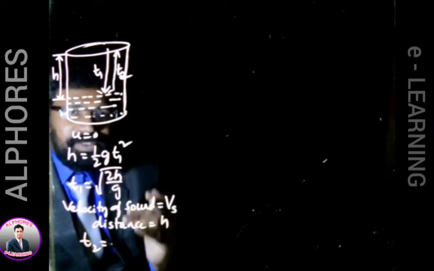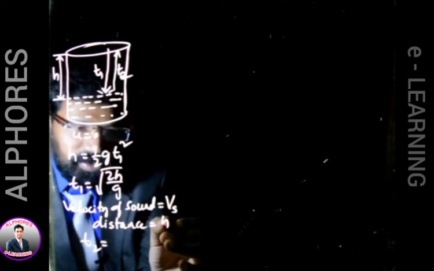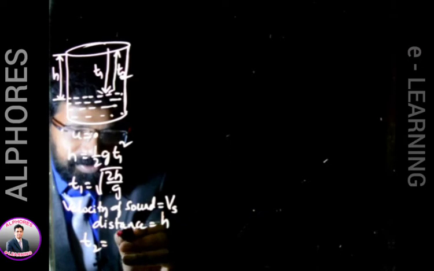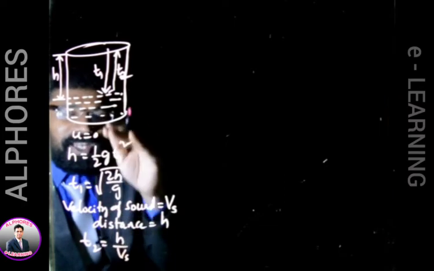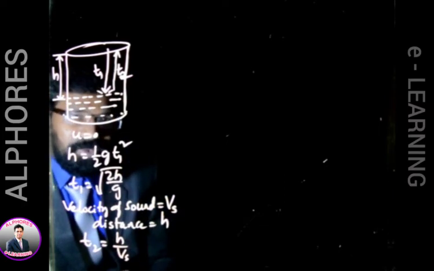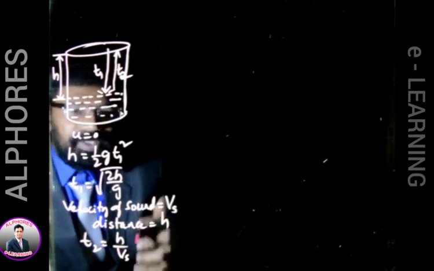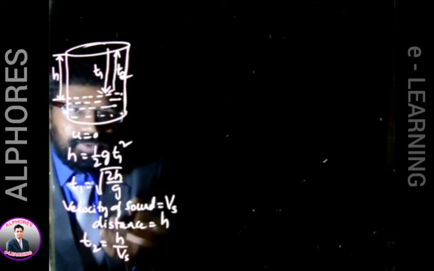Distance covered divided by speed. So distance is how much here? H. And speed is Vs, isn't it? So now we have both the times: the time taken by the stone to reach the surface of the water, and the time taken by the sound of the splash to reach back to the surface. How much is that? T1 plus T2, the total time.